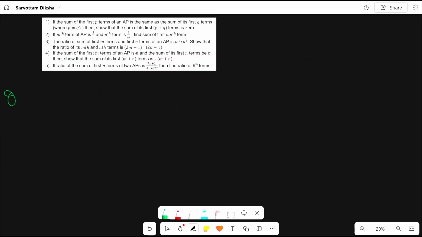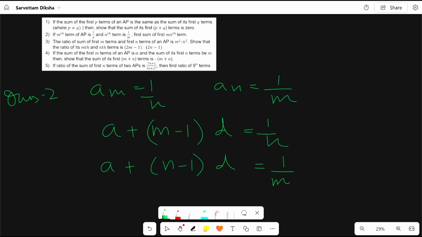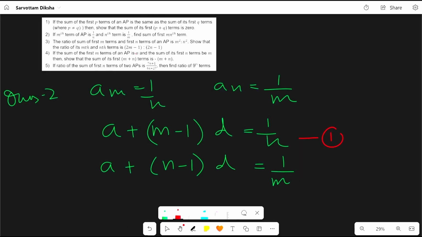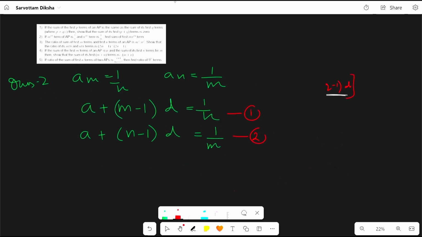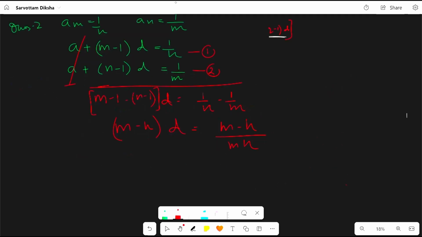Coming over to the second question, what they have given is your Am is 1 by n and your An is 1 by m. So I will write the equations. It is again nothing but linear equations in two variables. I will subtract to get the value of d. After subtracting, your a gets omitted and see what I'm getting. So my d is nothing but 1 by mn. I can put it in one of the equations. I can put it in the first equation. I will find my a also. After solving, what am I getting?